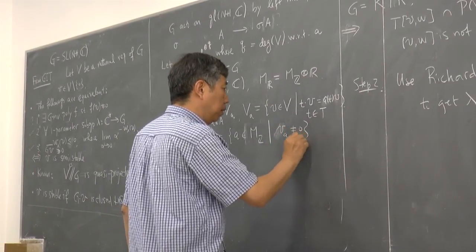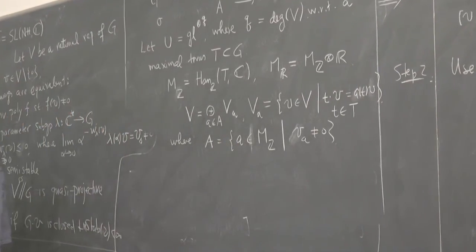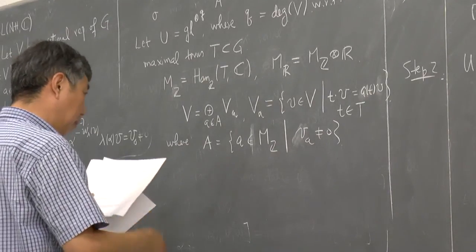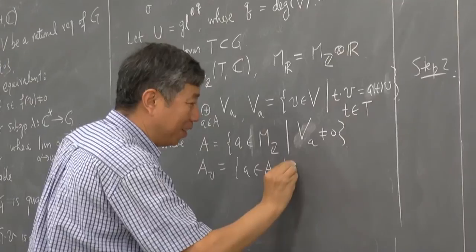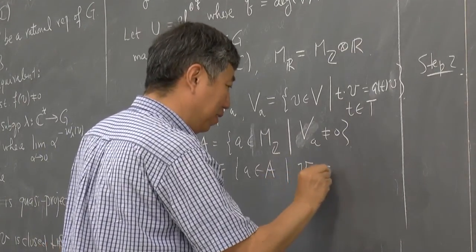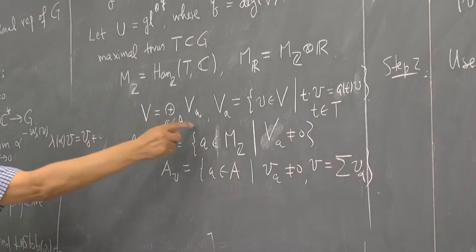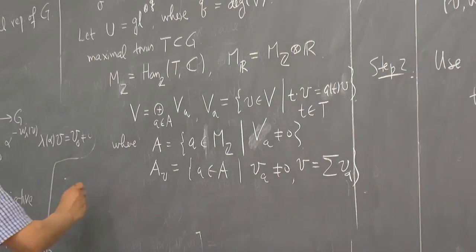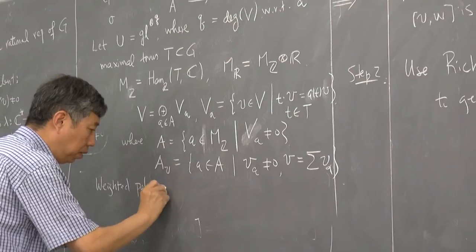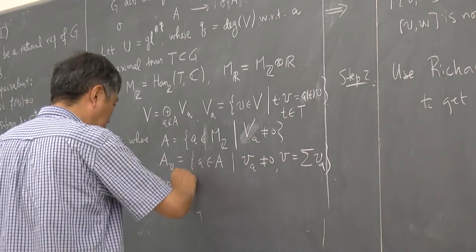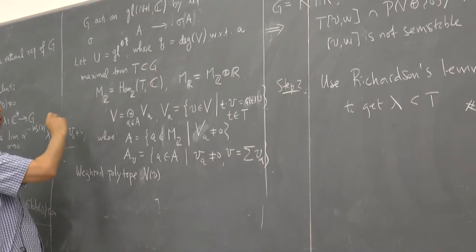Okay, so namely there are some V here so that it is nonzero, so that this is an eigenvalue naturally. Okay. This capital V_A is not zero, and I define A_V, which is the set of A such that the small v_A is not zero, where V is the sum of V_A according to this decomposition. So then we define a weighted polytope, and the degree of V. I'm defining the degree of V here.